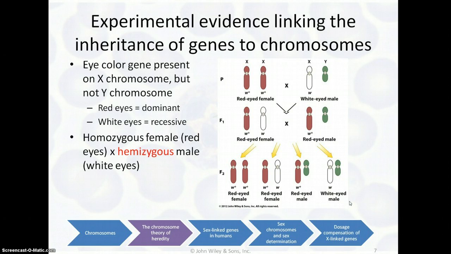Now, this is easy to see using this particular experimental design that Morgan chose, because we can follow the transmission of this X chromosome from this parent to this offspring to these offspring. It's easy to follow that along because we can simply score whether they're male or female and whether or not they have red or white eyes.